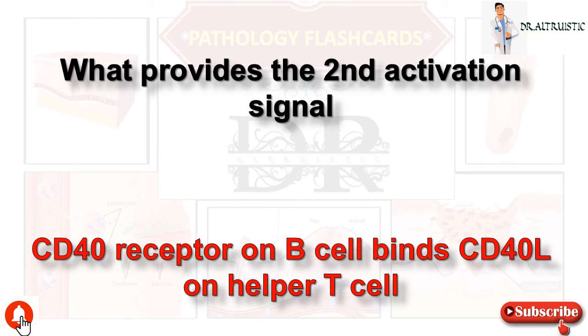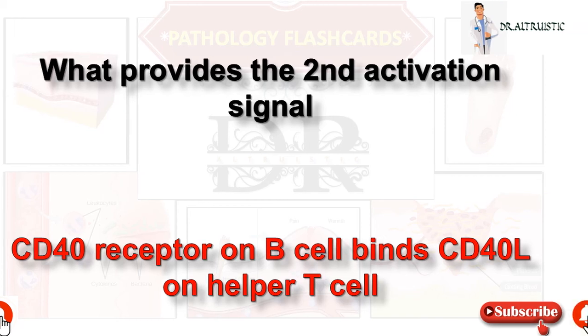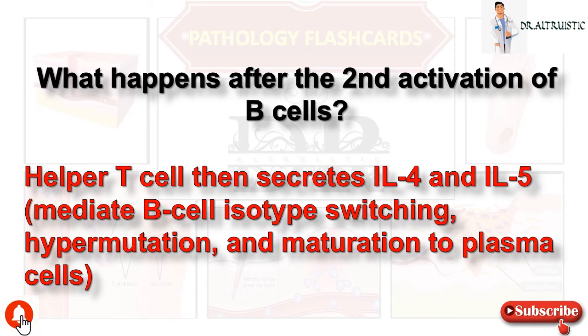What provides the second activation signal? CD40 receptor on B cell binds CD40L on helper T cell. What happens after the second activation of B cells? Helper T cell then secretes IL-4 and IL-5, which mediate B cell isotype switching, hypermutation, and maturation to plasma cells.